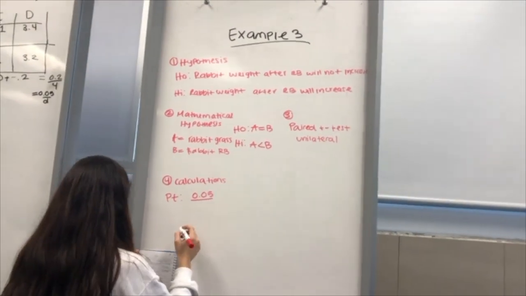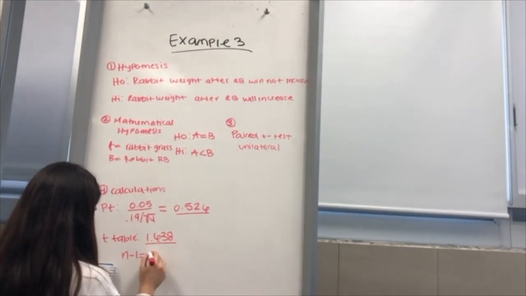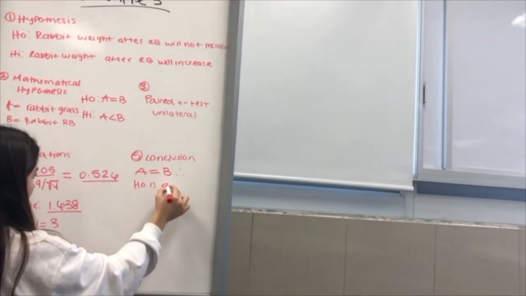Next, we do the calculations putting D as the numerator and dividing. Then we look for the number in the table. And we can see that the number in the table is larger than the one from the stat. Therefore, H0 is accepted.